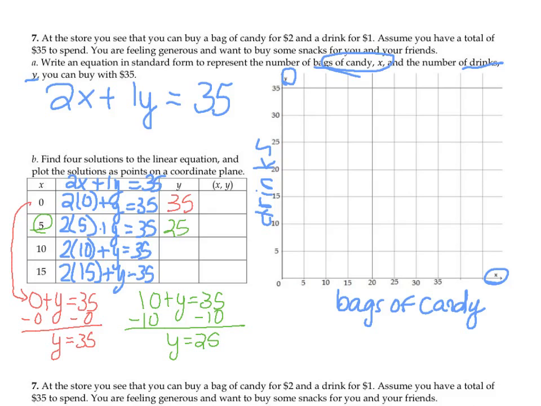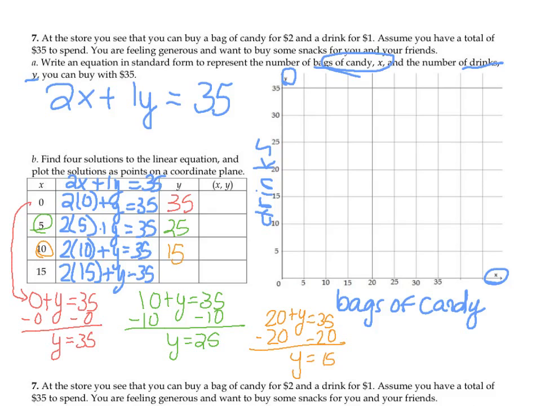And then we're going to go down and do the one for 10. So 2 times 10 is... And Joe, what do I do to both sides to solve that equation? Great. So that gives us y equals 15.